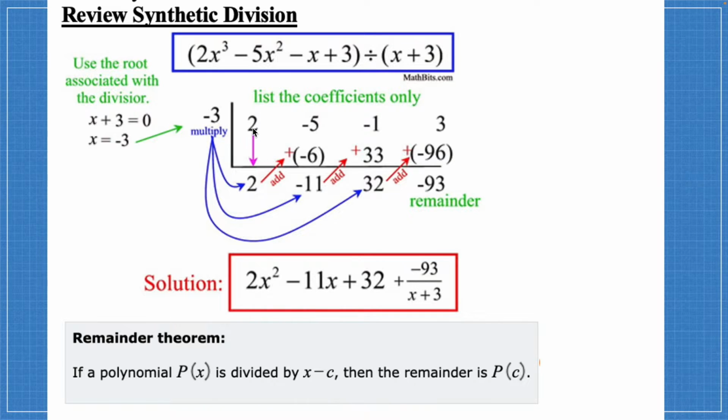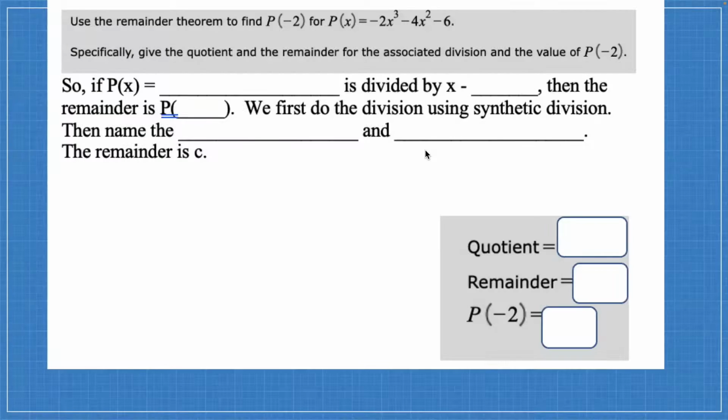And so the way this works is you bring the first number down, so we bring 2 down, and then we multiply that by what we're dividing by. So we go 2 times negative 3, and we put that up here, negative 6, and then we add straight down. Negative 5 plus negative 6 is negative 11, and then we multiply again by negative 3, and that's where you get positive 33. And then add straight down, so you get negative 1 plus 33 is 32. And then we multiply that again by negative 3.